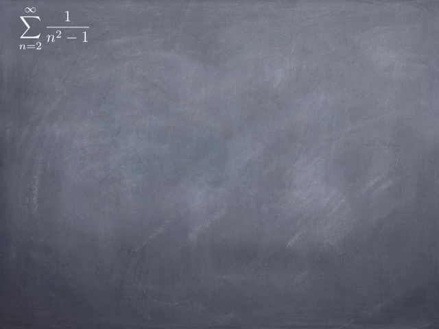Let's look at another example that is a little bit more complicated. The series from 2 to infinity of 1 over n squared minus 1. We start at 2 because the expression is not defined for n equal 1. So just like in the previous case, we're going to start with the idea that the decomposition into partial fractions of this rational function of n might be easier to handle.